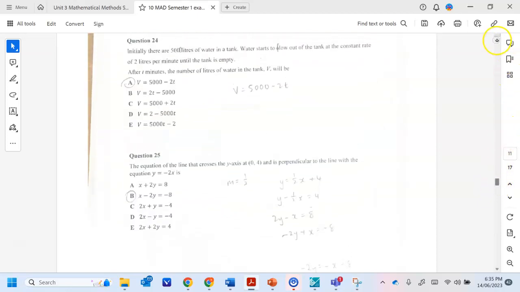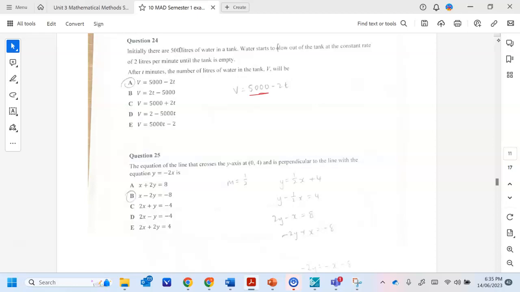Just back up a bit. All right, initially there are 5,000 litres of water in a tank. Water starts to flow out of the tank at a constant rate of 2 litres per minute until the tank is empty. All right, so if it's starting at 5,000, that's your starting value, and then the minus is being emptied, so it's minus 2t.